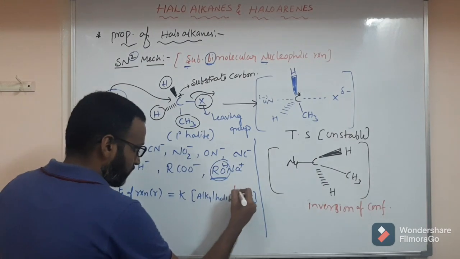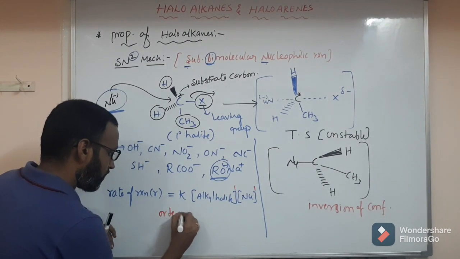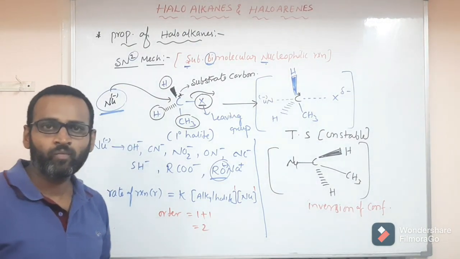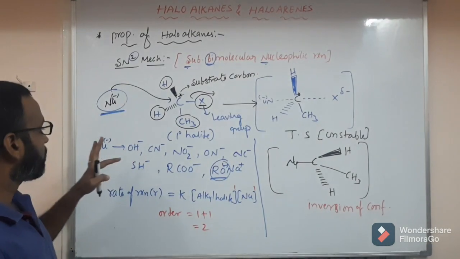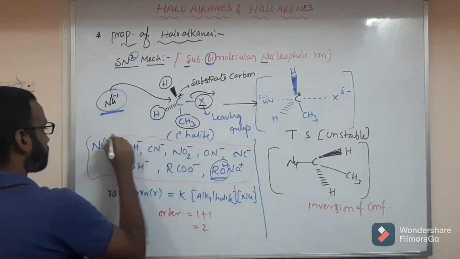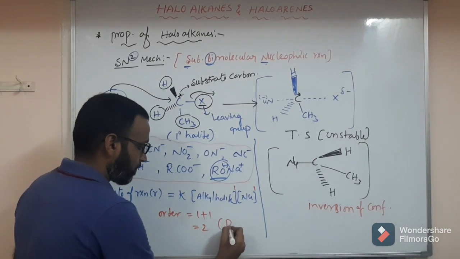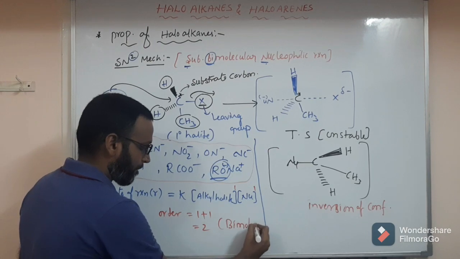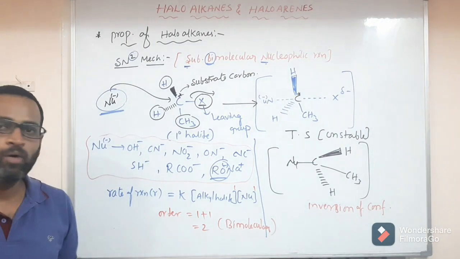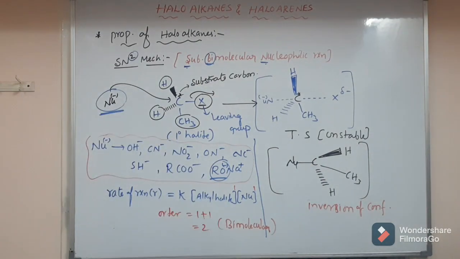So here you have to take powers 1 plus 1. So what is the order of reaction here? Order is 1 plus 1, 2. In this way, the rate of reaction is second order. That's why it is called bimolecular. Molecularity is 2, order is 2. Bimolecular reaction. This is the SN2 mechanism.